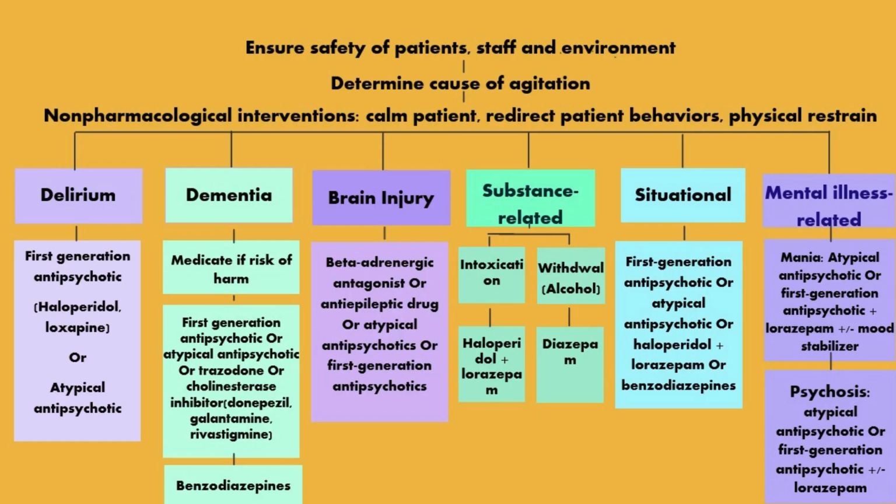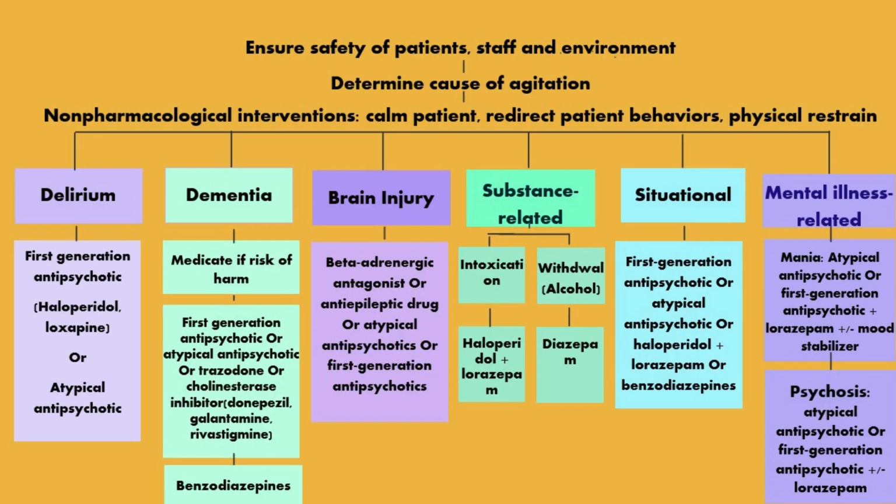Now let's go over the possible causes and how to treat them. Delirium. If the cause is delirium, give a first-generation antipsychotic such as haloperidol or loxapine, or an atypical antipsychotic. Dementia. In dementia, only medicate if there's a risk of harm. Treatment options include first-gen or atypical antipsychotics, trazodone, or cholinesterase inhibitors like donepezil, galantamine, or rivastigmine. Benzodiazepines can be used with caution.